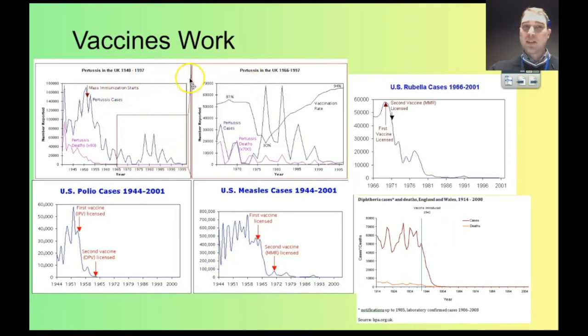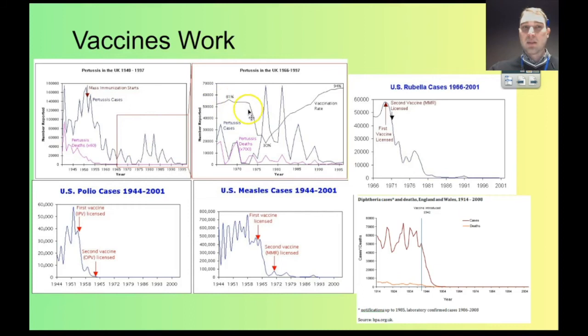So here we have pertussis in the UK from 1940 in this case and 1966, all going through to 1997. So mass immunisation against pertussis started here, and we can see as soon as that mass immunisation started, we get a drop in the cases of pertussis happening. And then we get a bit of a peak again. That peak can be explained by what happens over here.